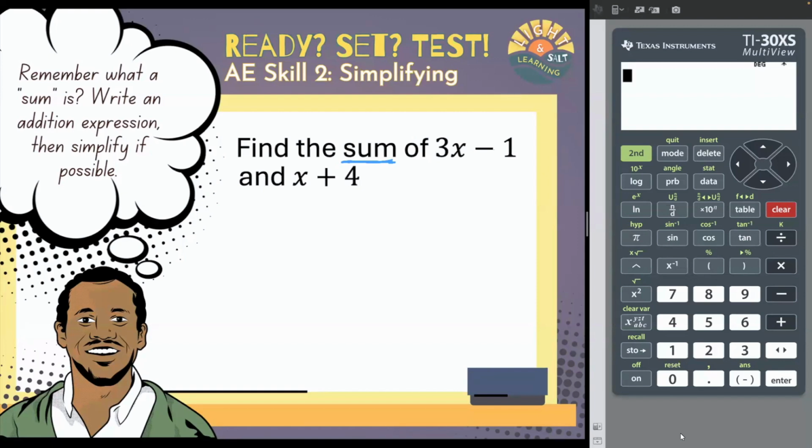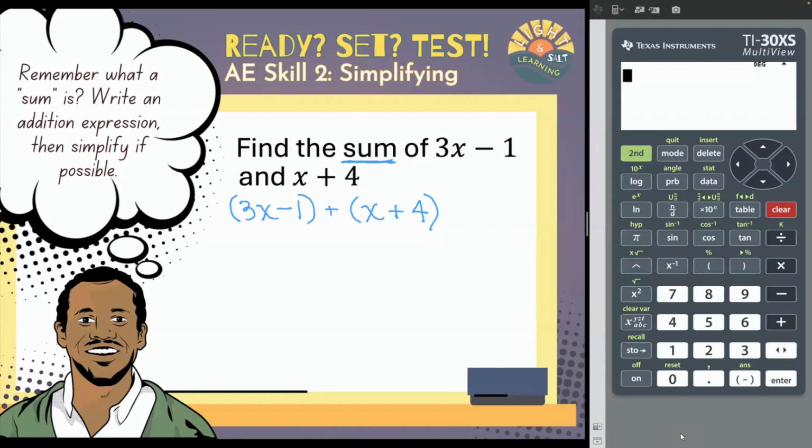So what are they asking us to add? They're asking us to add this whole thing, 3x minus 1, with this whole thing, x plus 4. Now notice I used parentheses because technically they are asking us to add this whole thing and that whole thing. But if you've been doing this math long enough, you might know that this addition doesn't really need parentheses because it won't matter what order you add in. It won't change anything if we group it or don't group it. That's one of the lovely things about addition.